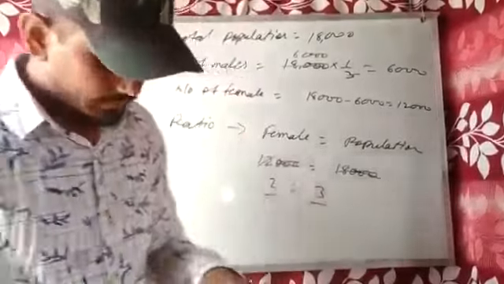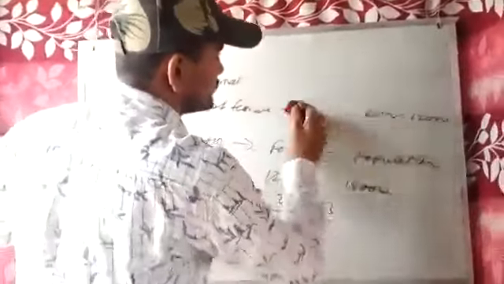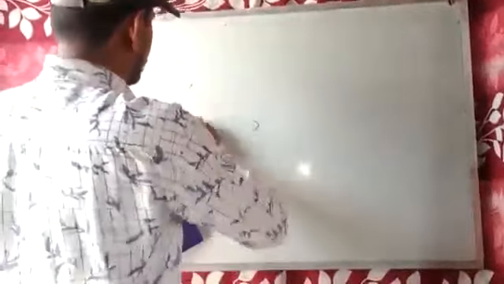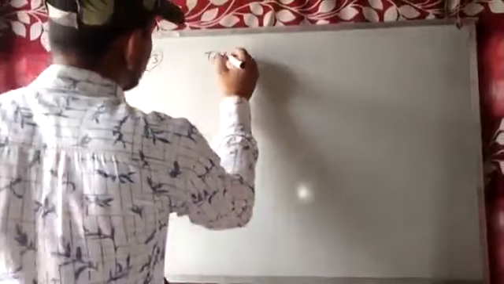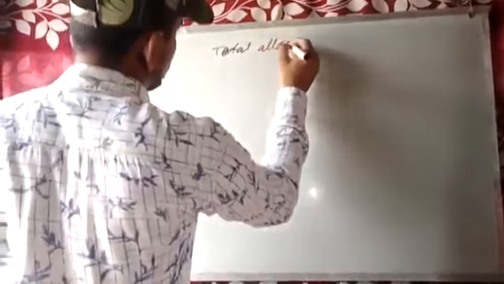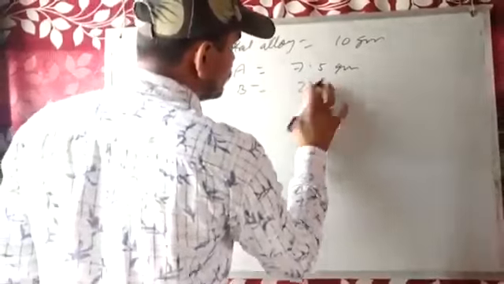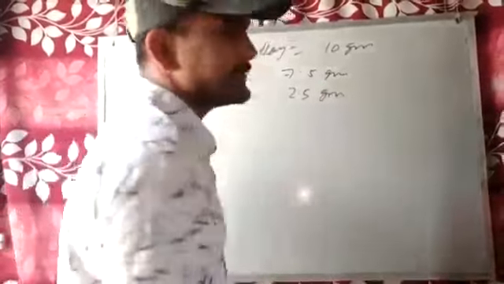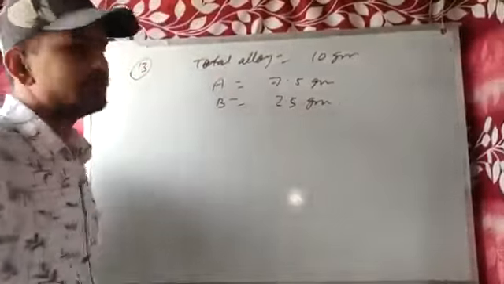Now question number 13. I hope this one is very clear. 10 grams of an alloy is made of two metals. So the total is 10 grams, and A is 7.5 gram. So B will be 2.5 gram. See, simply, if the total alloy is 10 gram and A is 7.5 gram, then the rest is B. So B is 2.5 gram.